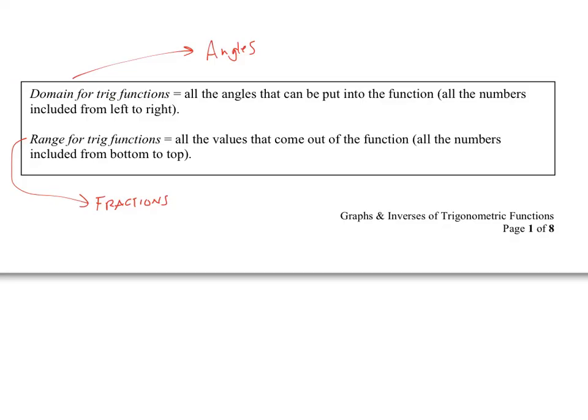A couple more definitions here. Domain for trig functions: all the angles that can be put into the function, all the numbers included from left to right. So the domain is referring to the angles that you're allowed to put into the function. The range for the trig functions: all the values that come out of the function, all the numbers included from the top and bottom. That's going vertically. So the range is the fractions that you get. So for example, sine of an angle equals y over r. Y over r represents the range for the function.